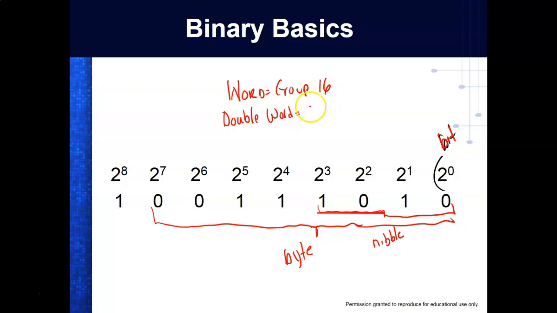This is a group of 32. Then we have a quad word. This is a group of 64. And these down in here are a little different in microprocessors. In PLCs, I'll give y'all a chart that tells you the actual names we give them in PLCs.